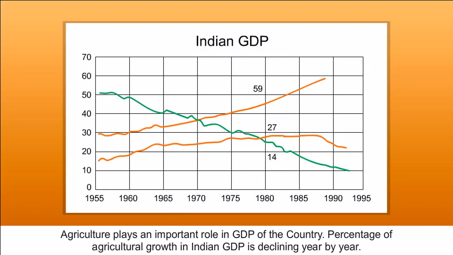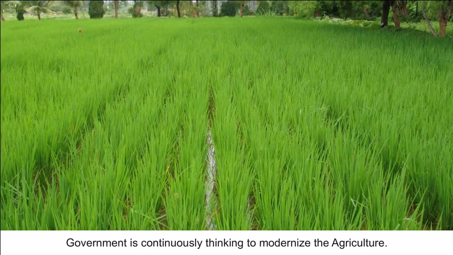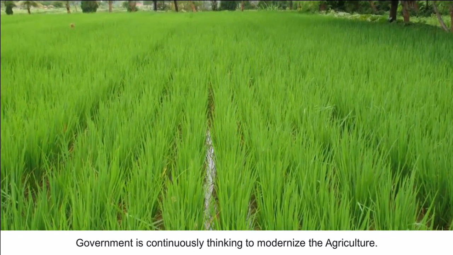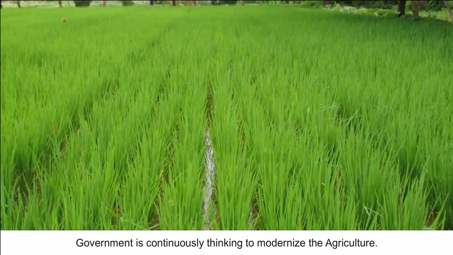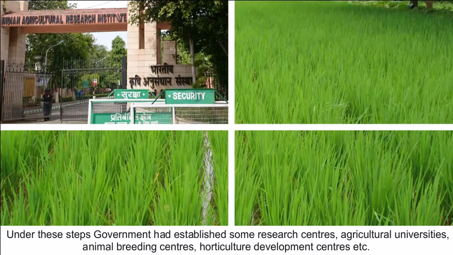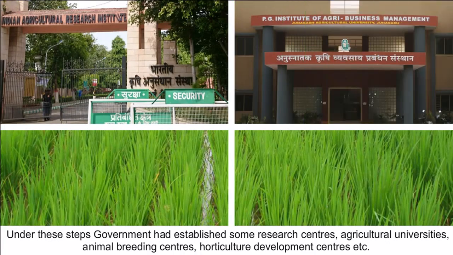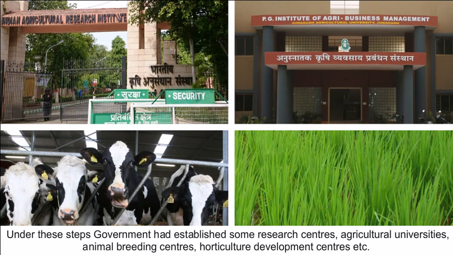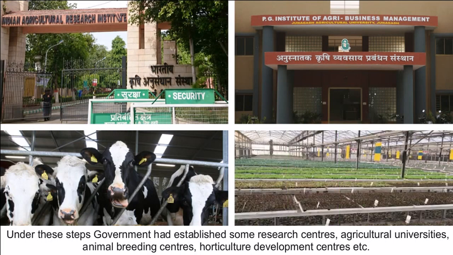Agriculture plays an important role in GDP of the country. Percentage of agricultural growth in Indian GDP is declining year by year. Government is continuously thinking to modernize the agriculture. Under these steps, government had established some research centers, agricultural universities, animal breeding centers, horticulture development centers, etc.